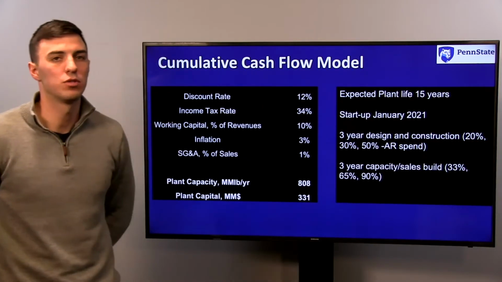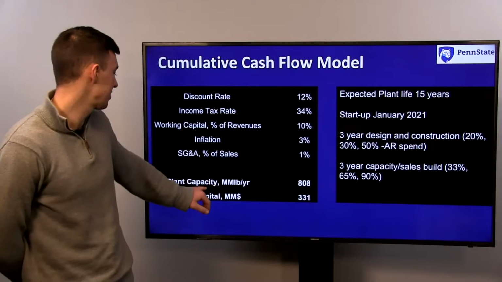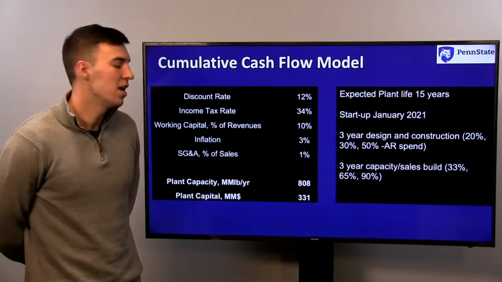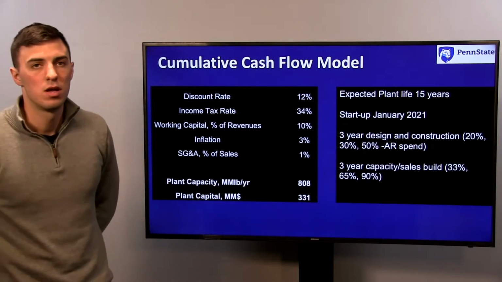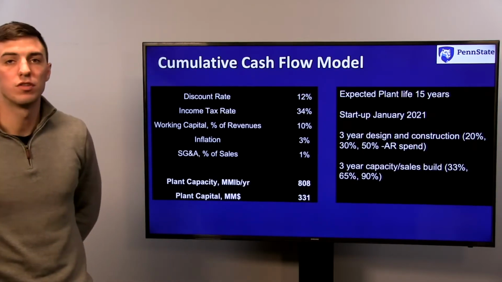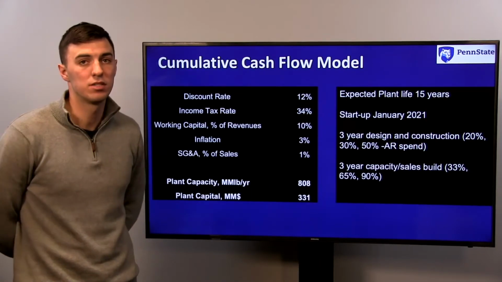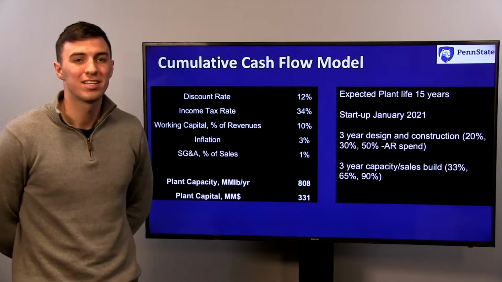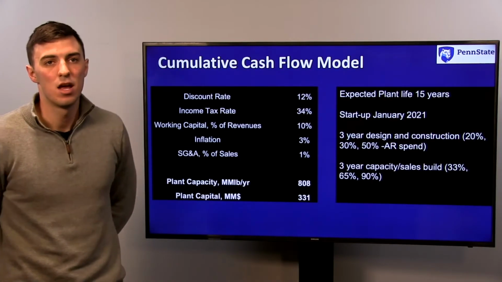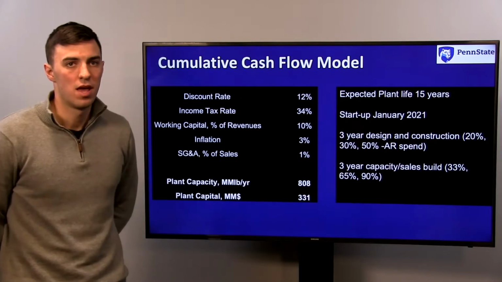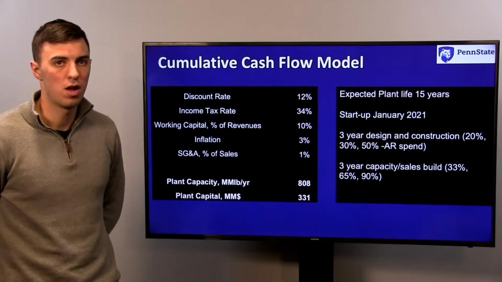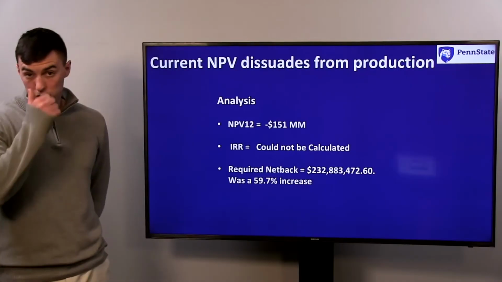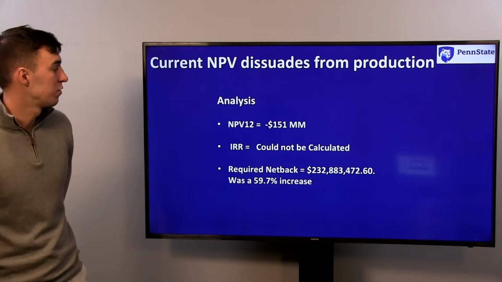Now the main two figures I want you guys to look at are the plant capacity and plant capital. The plant capacity for styrene was calculated at 808 million pounds per year. And the plant capital, which involved the total capital costs of the OBL and IBL as mentioned before added together, plus the $135.5 million capital cost for the 1,3-butadiene extractive distillation column. And these affected our cash flow model to get us a negative value, which I will talk about in the next slide. So the current net present value dissuaded us from production.